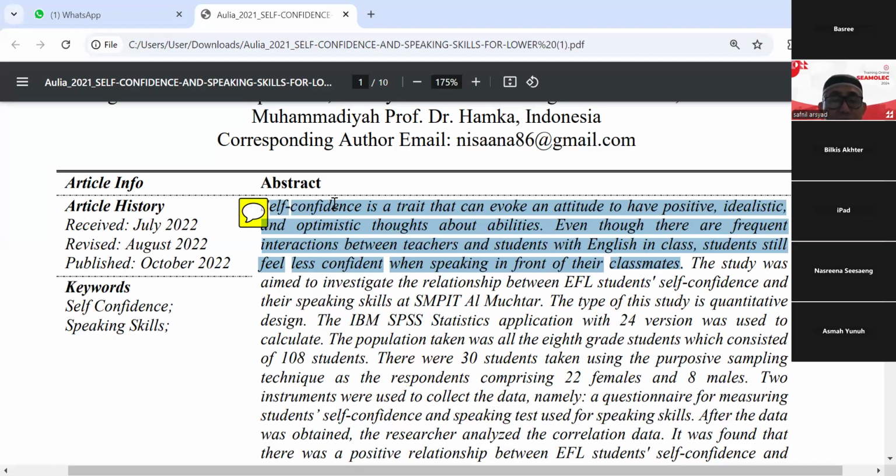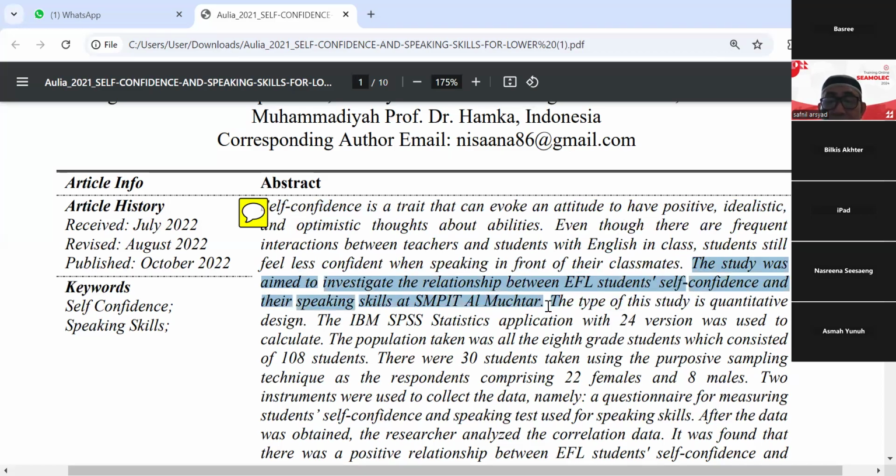So this is one of the four types of the beginning of the abstract: research world problem or real world problem, and so on. This is a real example of a real world problem. The second move, the study was aimed, this is of course the research purpose, the purpose of the study.